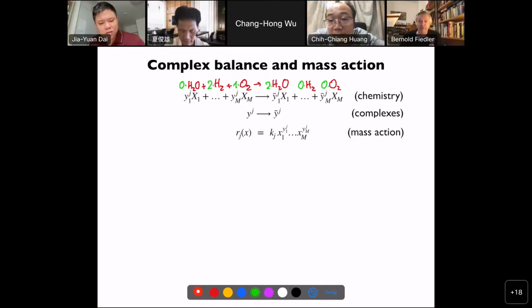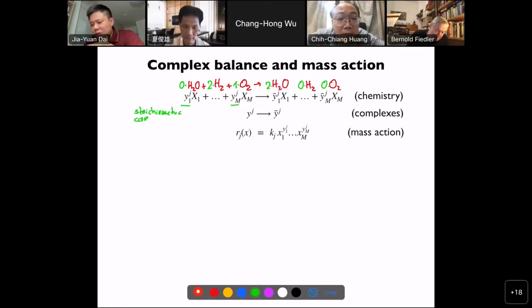X1, X2, X3, or up to XM reactants. And the green stuff are the coefficients here. These are called stoichiometric coefficients. So how many molecules of what you need to produce a product, and what gets out of this, okay?